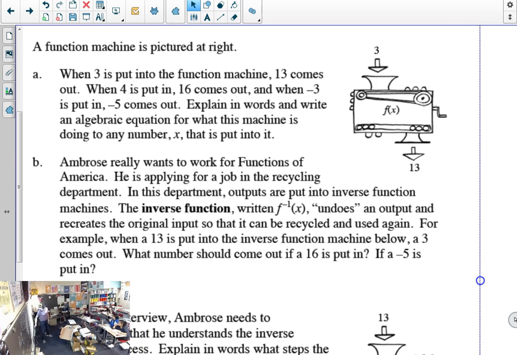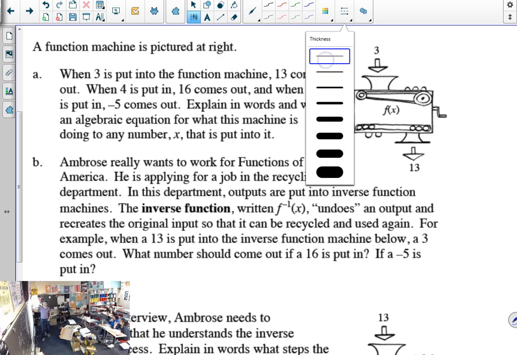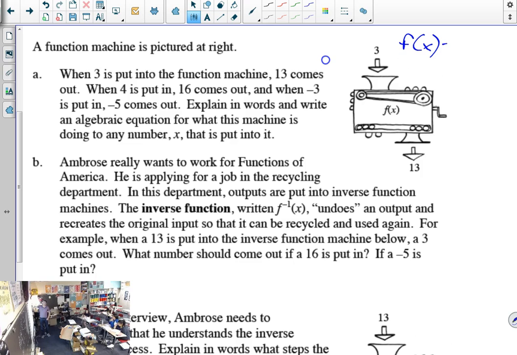If we are trying to figure out a function that could do this, I heard a couple ideas. My function could be, I think I heard Owen say, just add 10. My function could be, whoa, hold on, pause.